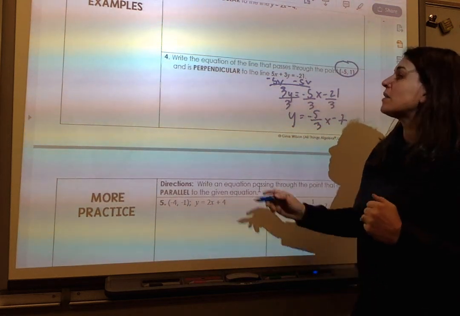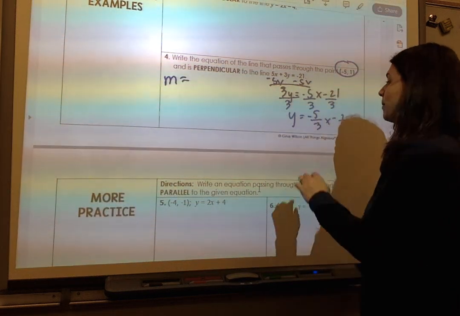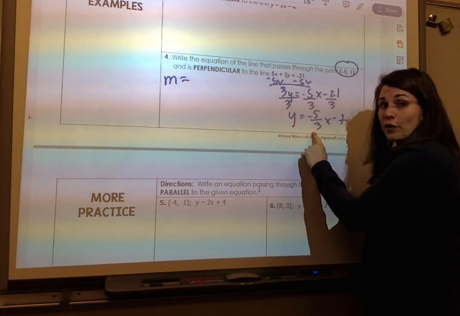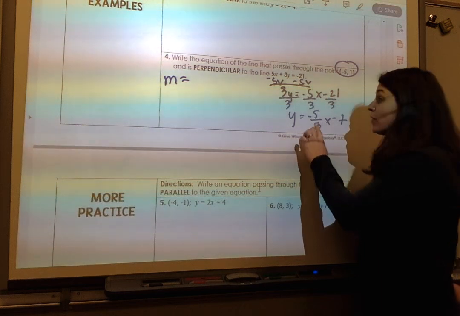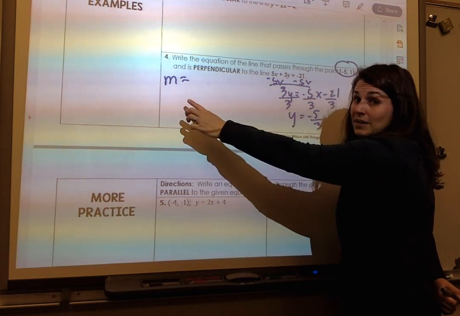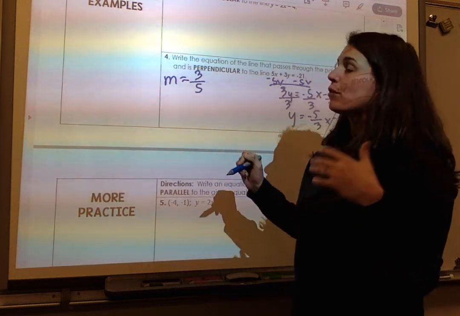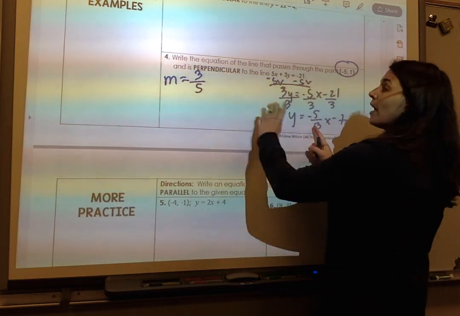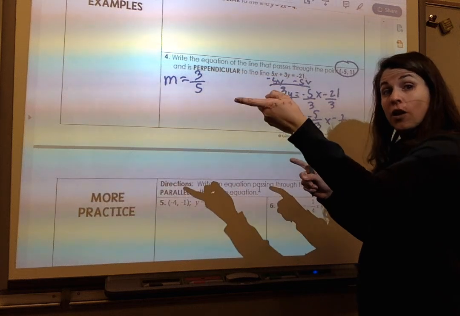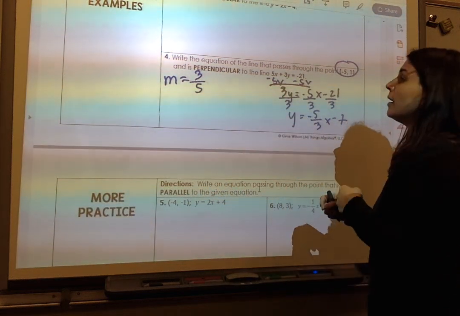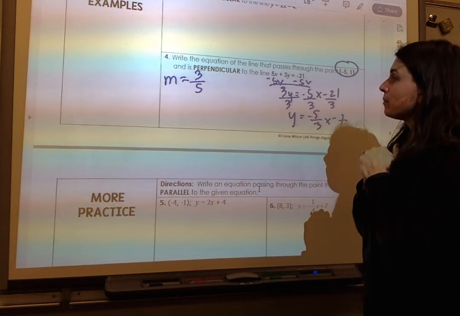So what does the slope of my new line have to be? Well, if this one is negative 5/3, it needs to be a negative reciprocal. So if this one's negative, that one has to be positive, and then I flip the reciprocal. So my new slope has to be 3/5. If you have questions on how to find that, go back to the video on perpendicular lines, where I talk about that.